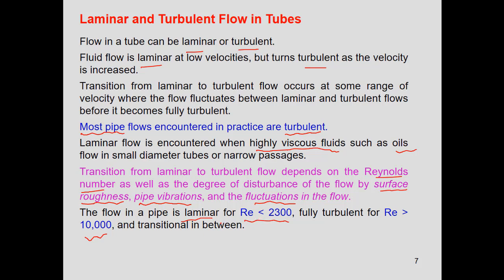And for the internal flow in the pipe, if the Reynolds number is lower than 2,300, it is laminar flow. Higher than 10,000, it is turbulent flow. Between 2,300 and 10,000 is the transient flow. This is a good scale for us to know if the flow in the pipe is laminar or turbulent.